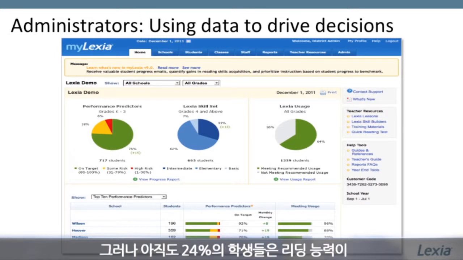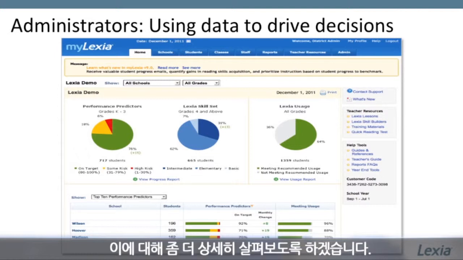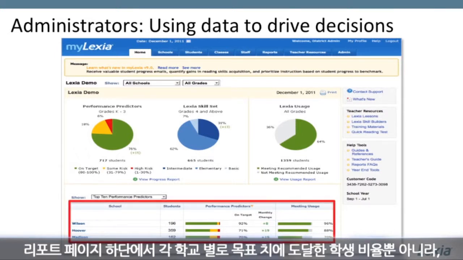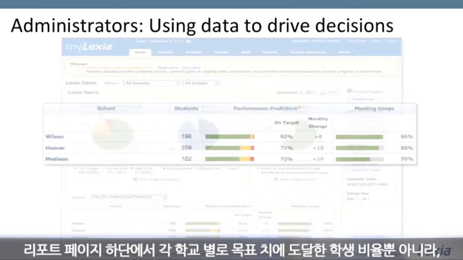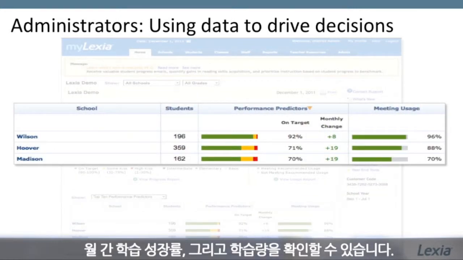However, with 24% of students who are still at some risk or high risk of reading failure, we may want to dig a little bit deeper. At the bottom of the district page, we see a school-by-school listing showing the percentage of students on target to finish the year at grade level, as well as month-over-month growth and usage levels.